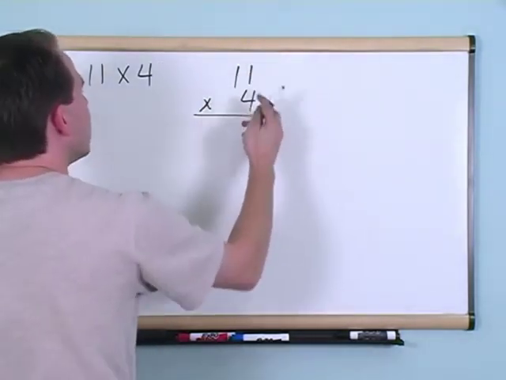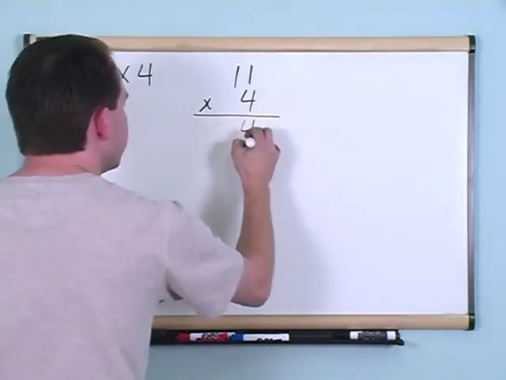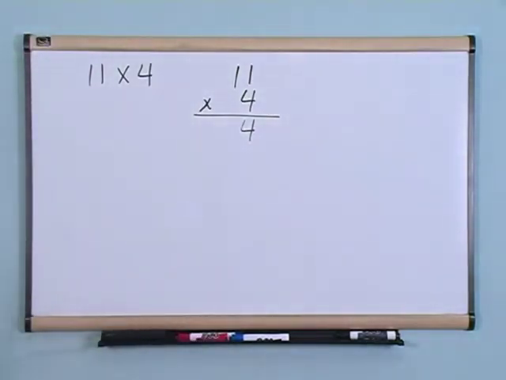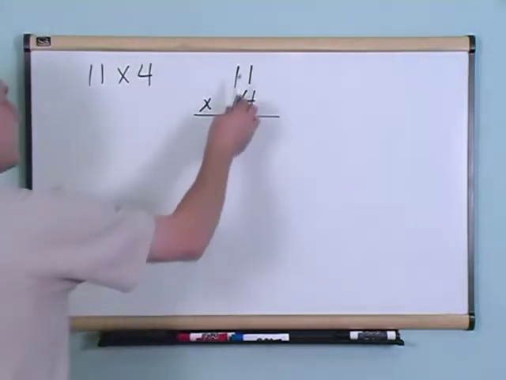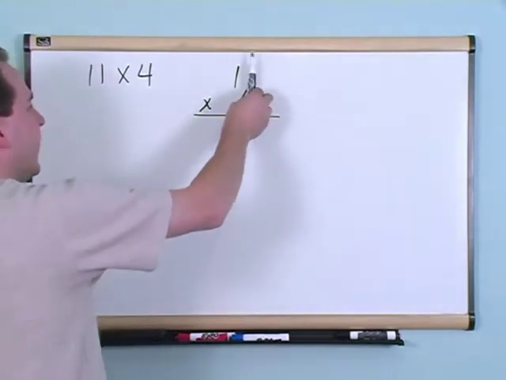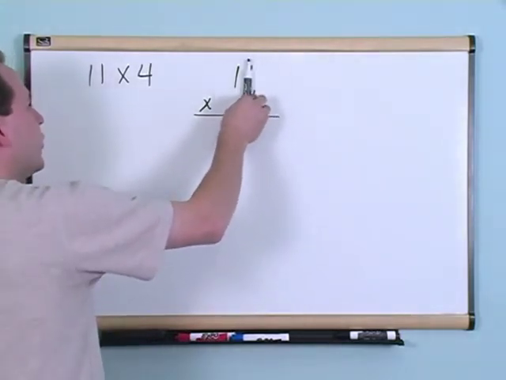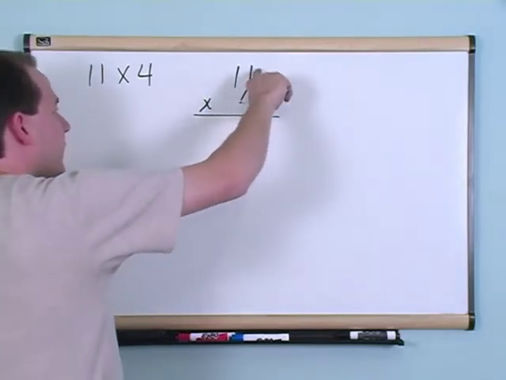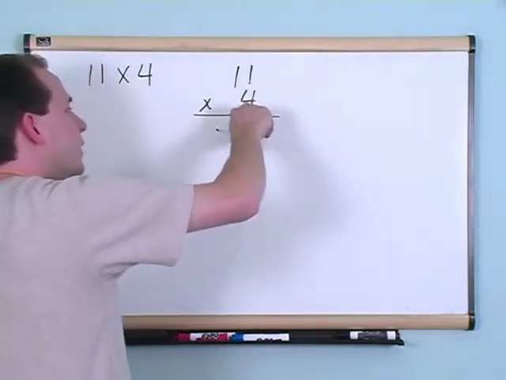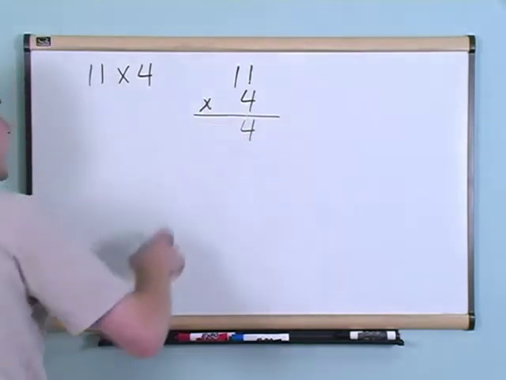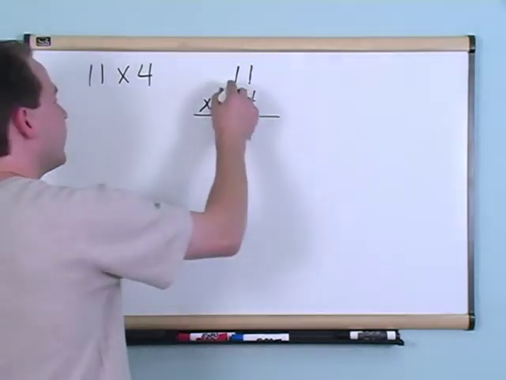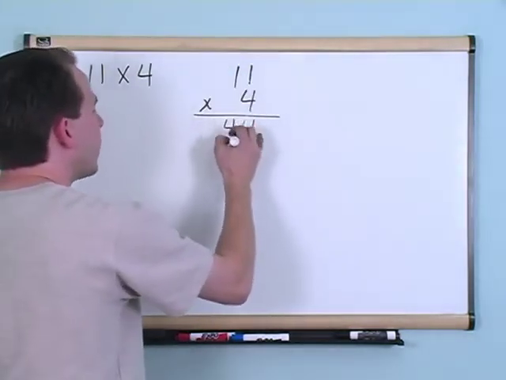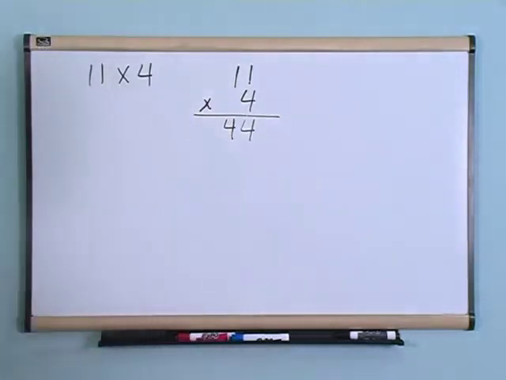1 times 4 gives you 4. So you put that down. Remember, anything times 1 is itself. So we're done with this. Now what you have to do with multiplication is put a pivot here. You're going to have to multiply by each number. So the 4 is going to have to get multiplied by the 1, giving you this, and then it's also going to have to be multiplied by this 1. It's going to give you another number. So 4 times this 1 gives you 4. You're going to write that one in front, giving you 44.